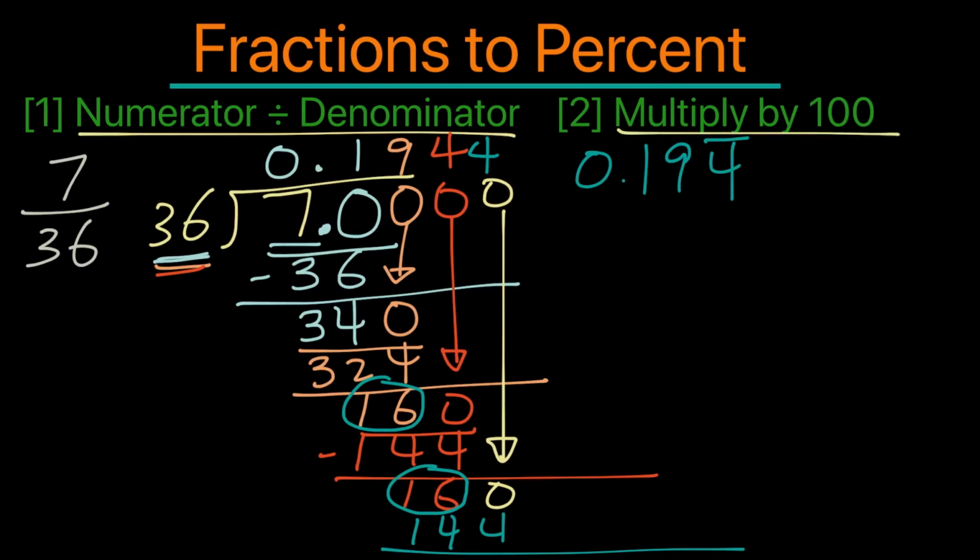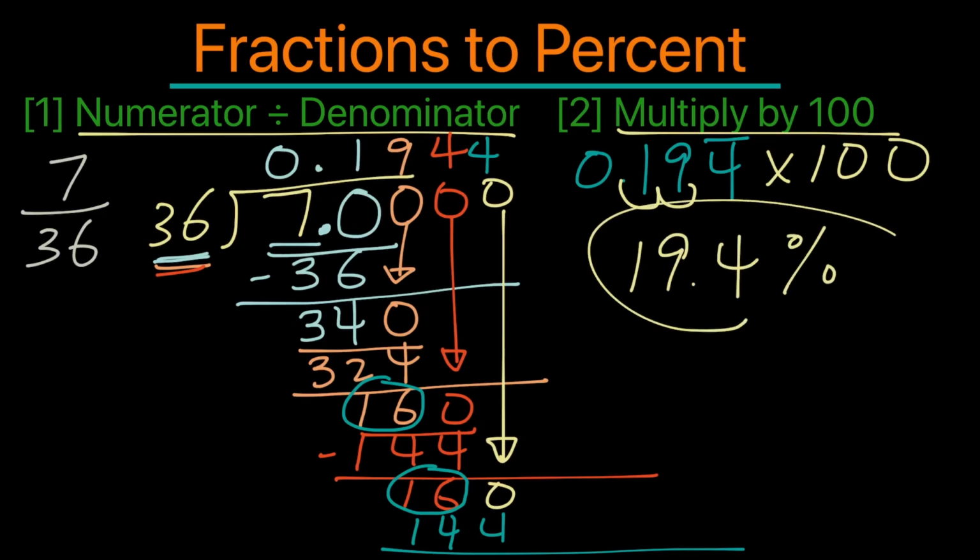And next, we're going to multiply by 100. So 0.194 times by 100, we'll be moving the decimal 2 points to the right, which gives us 19.4%. And that is our answer.